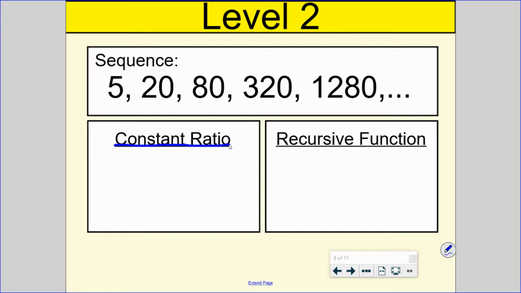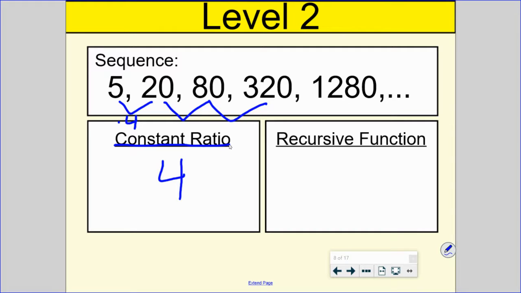So what number are we multiplying by? 5 times 4 gives us 20. Let's see, is that every time? 20 times 4 gives us 80, multiplied by 4, 320. So our constant ratio is 4.